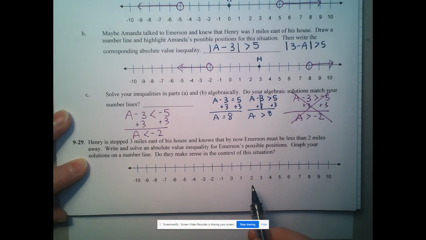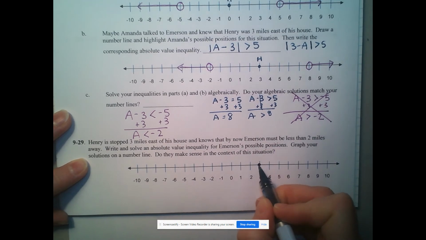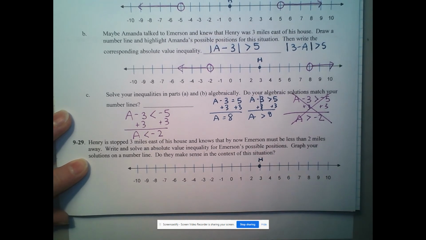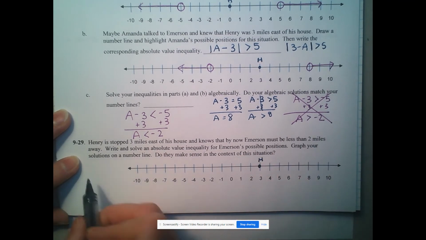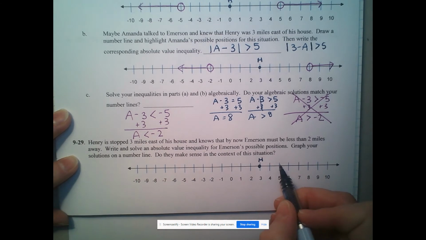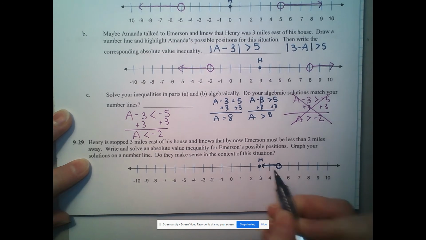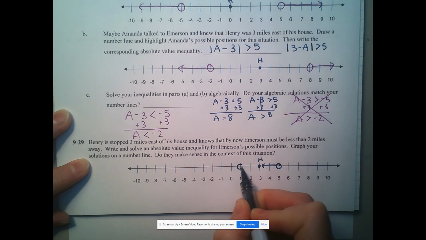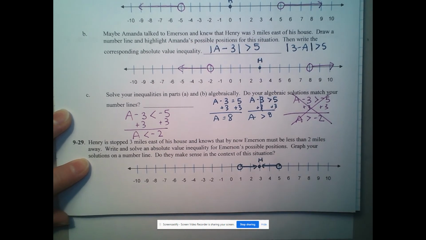Okay. Henry is stopped 3 miles east of his house. There is our center. There is our known value, 3. By now, Emerson must be less than 2 miles away. Okay. So Emerson could be at less than 5, 2 miles away. Emerson could be at less than 1. So I'm somewhere between the 1 and the 5, but it's that whole range between the 1 and the 5. But since it said less than, I'm not including the 1 and I'm not including the 5.